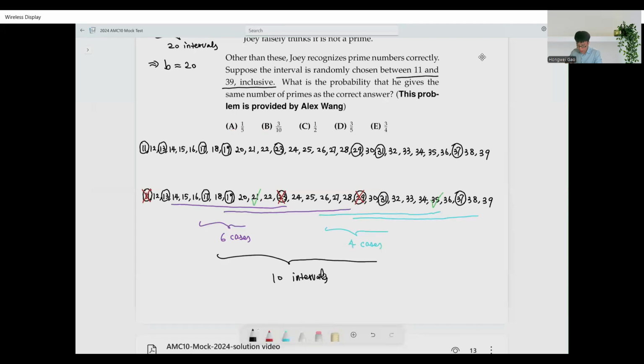So for these 10 intervals, Joey will answer the number correctly based on his misunderstandings. Now that implies the numerator of the probability A equals 10. So probability is A over B. We know B equals 20. So it's 10 over 20. The answer is 1/2.